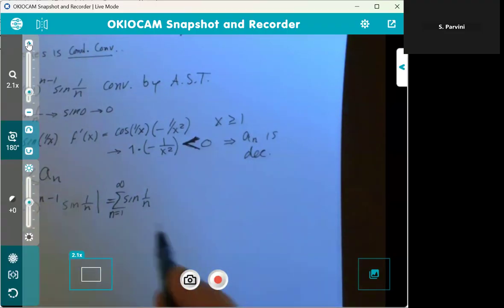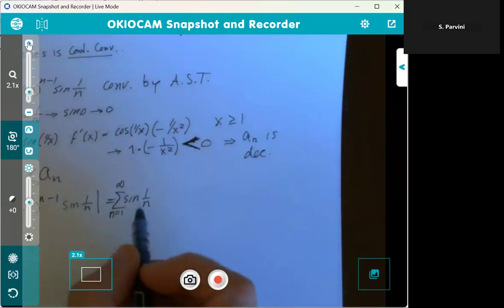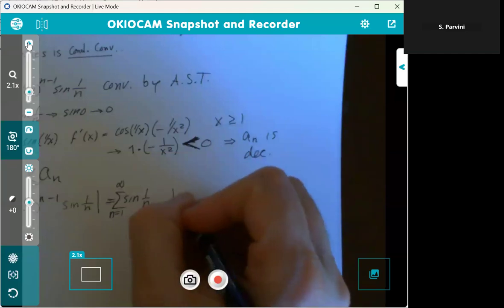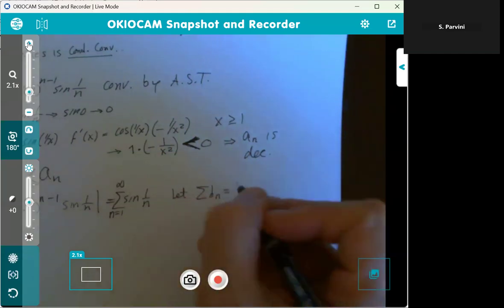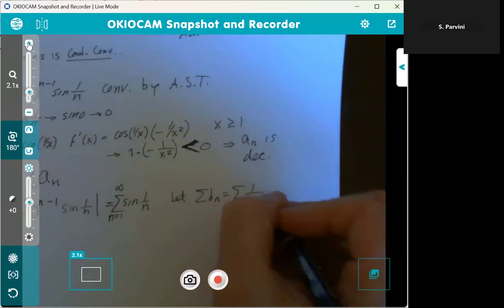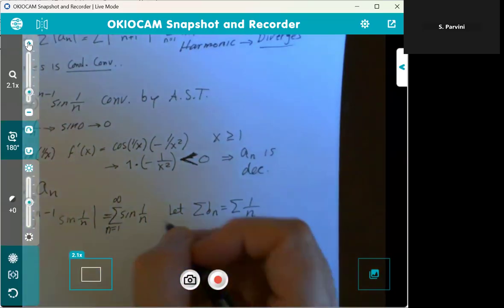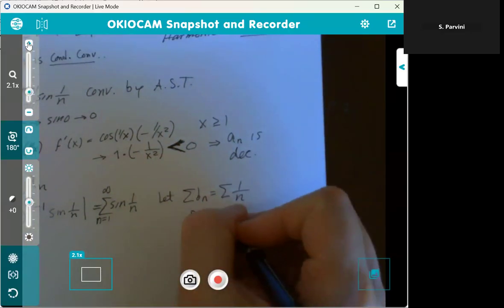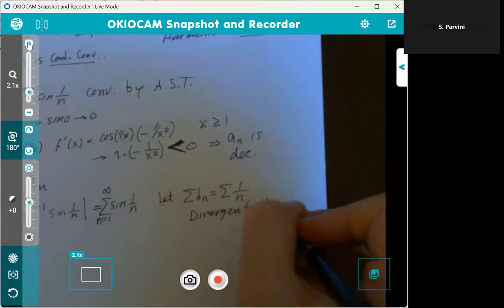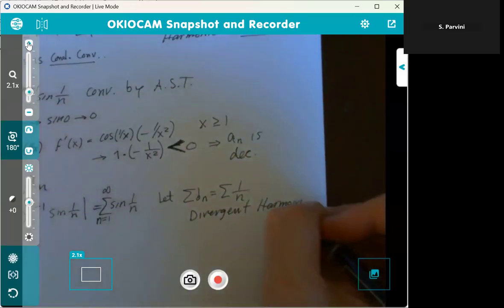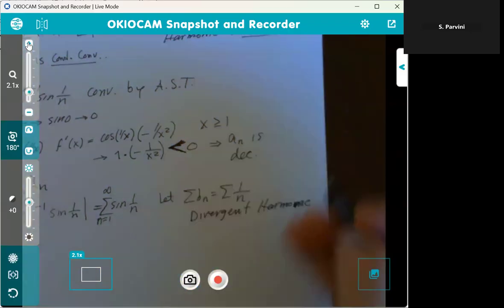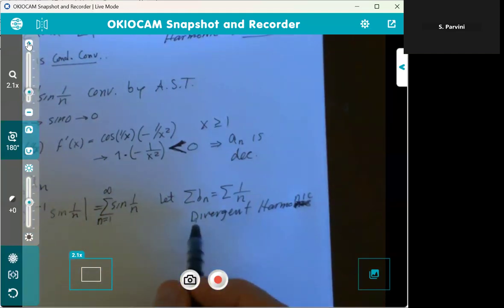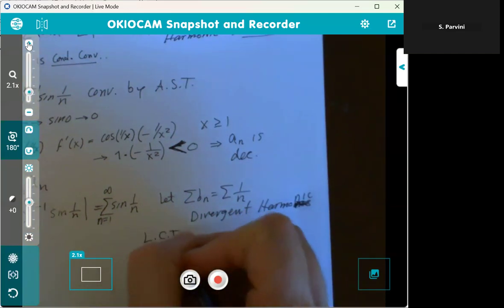The value. So for this one, because this is 1 over n, I'm going to let a second series be 1 over n. This is a divergent harmonic series, right? That's the series that I picked. Harmonic. Now, let's do a limit comparison test.